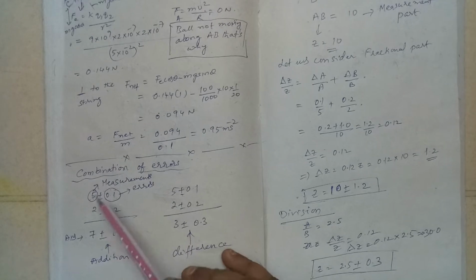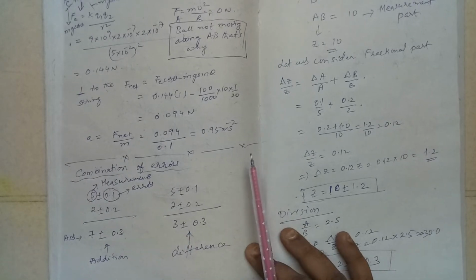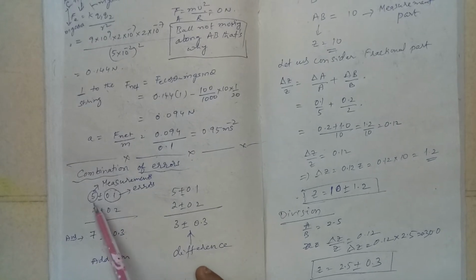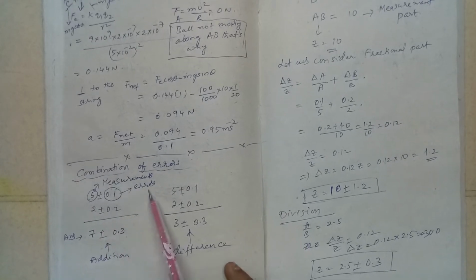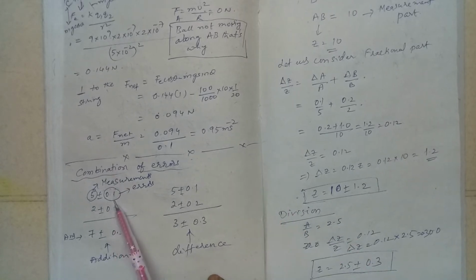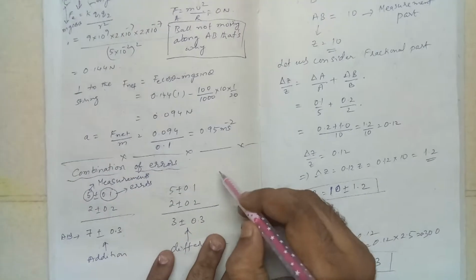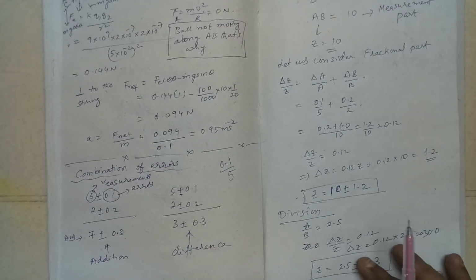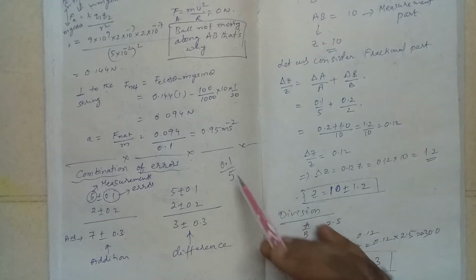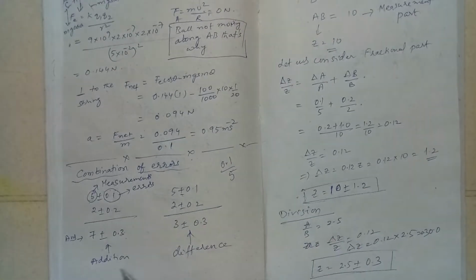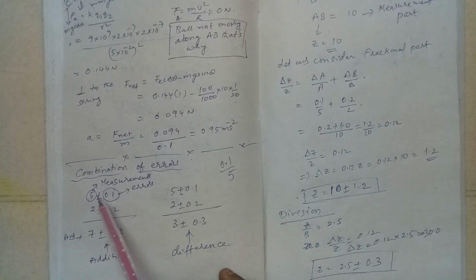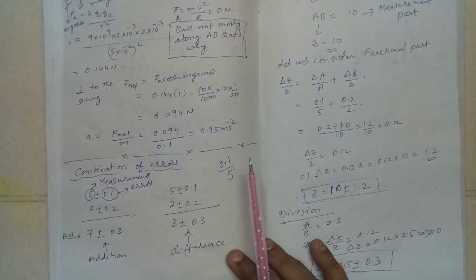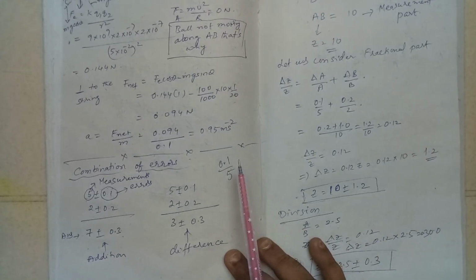So when you add two quantities, in this 5 plus or minus 0.1, 5 is called measurement and 0.1 is called error, and 0.1 divided by 5 is called fractional error. This will come in multiplication and division, we will see then. So how to add? You should simply add the measurements. Remember, errors are always added, errors are never subtracted.